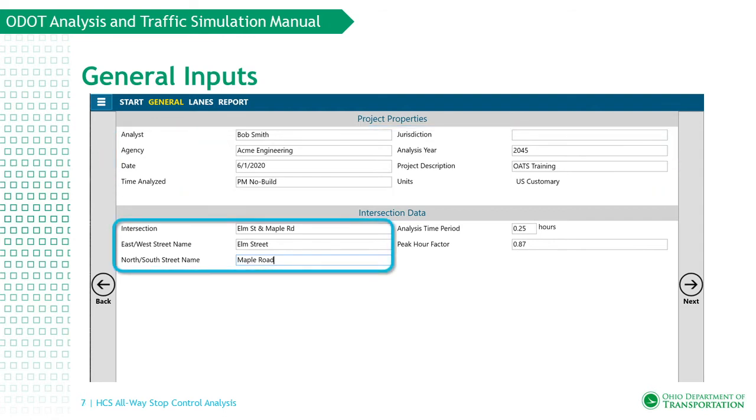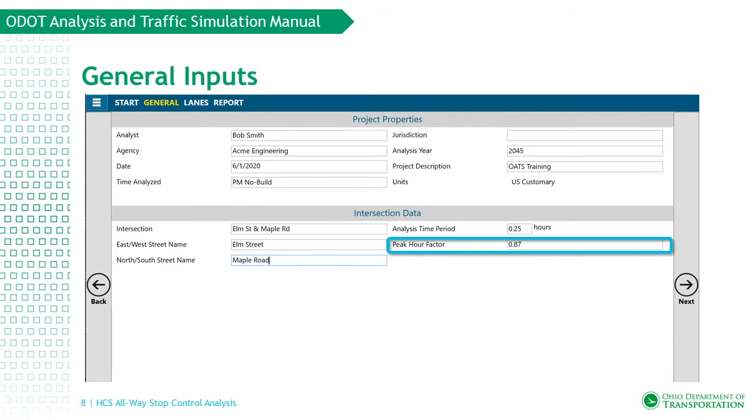The intersection name and road names are entered into the corresponding input boxes. The existing peak hour factor for the intersection should be entered into the peak hour factor box. If the existing peak hour factor is unknown, a default peak hour factor of 0.92 should be used. Refer to section 5.2 for more information on peak hour factors.